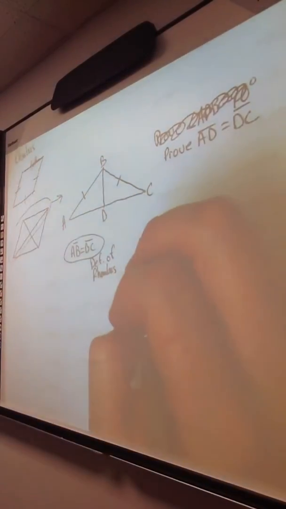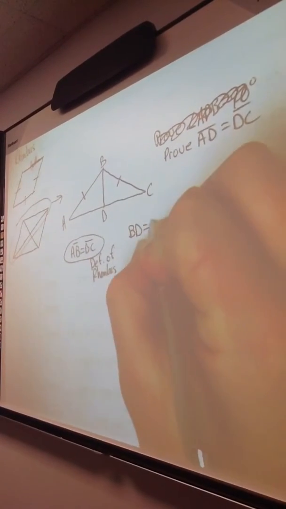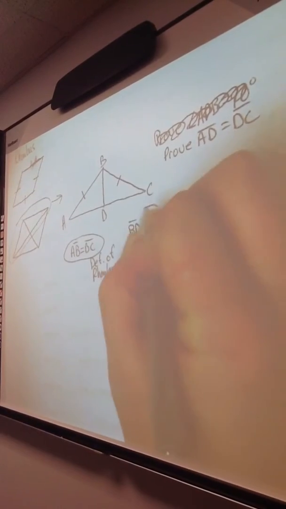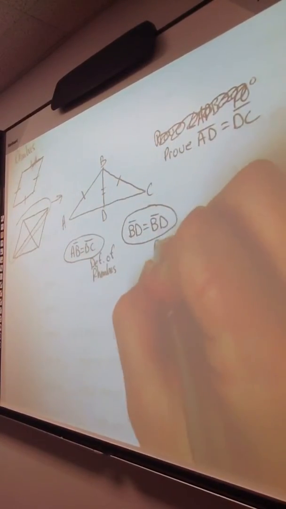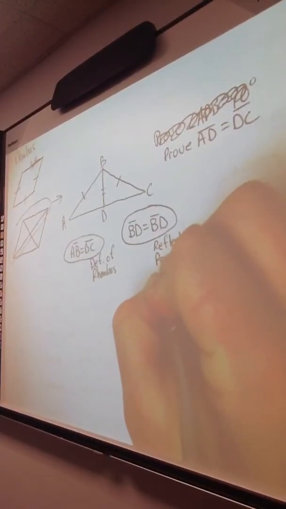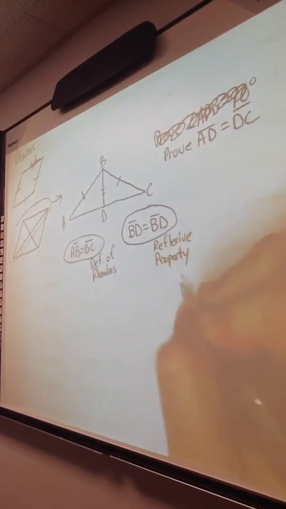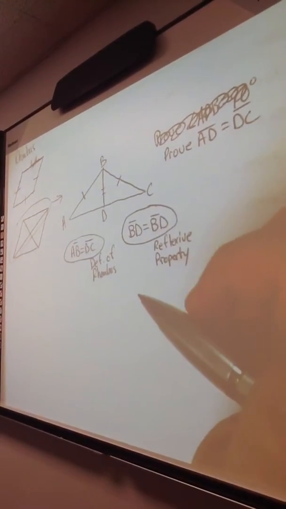What else do we know? BD equals BD. This is pretty much the same. How do you know BD equals BD? Reflex. There's an X in there. Reflexive property. Reflexive. That's the word. That was reflective. No, reflex.